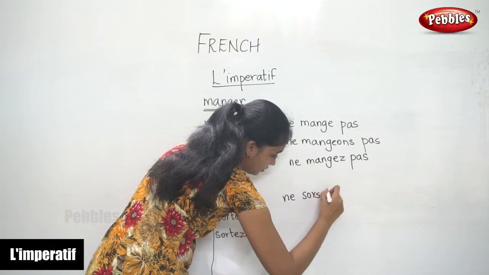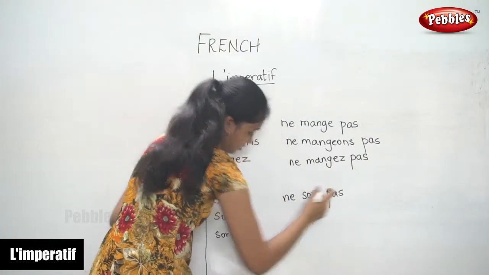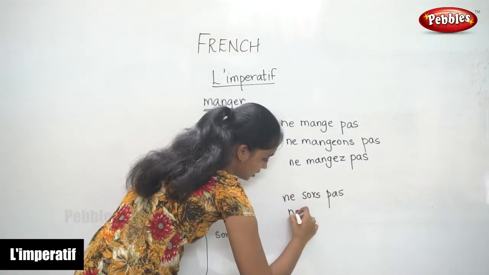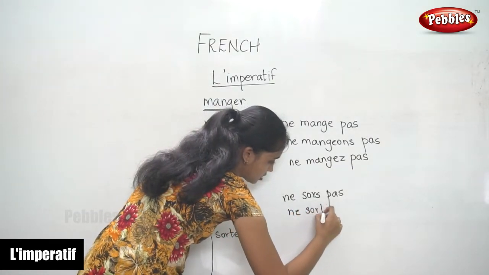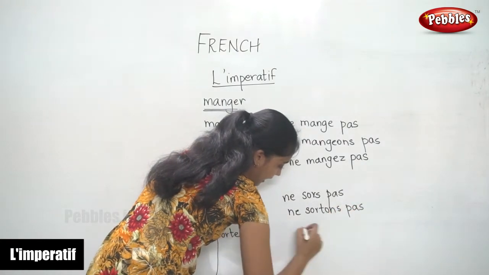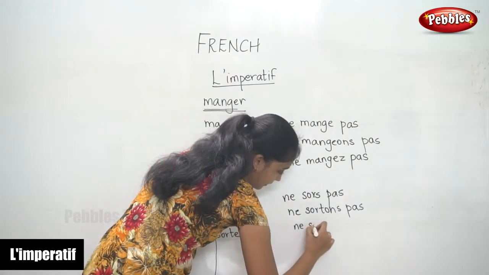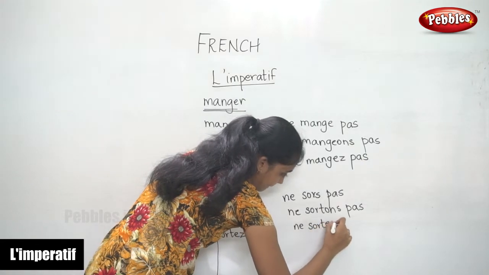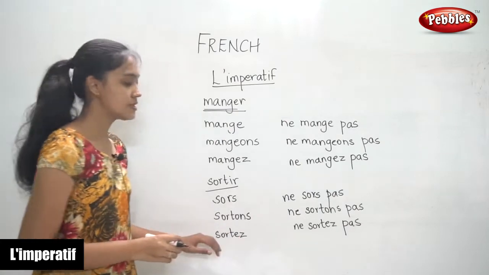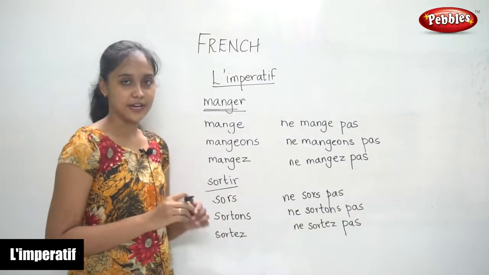Ne sors pas. You have to add ne before and pas after. Ne sortons pas and ne sortez pas. So this is how you write the imperative.